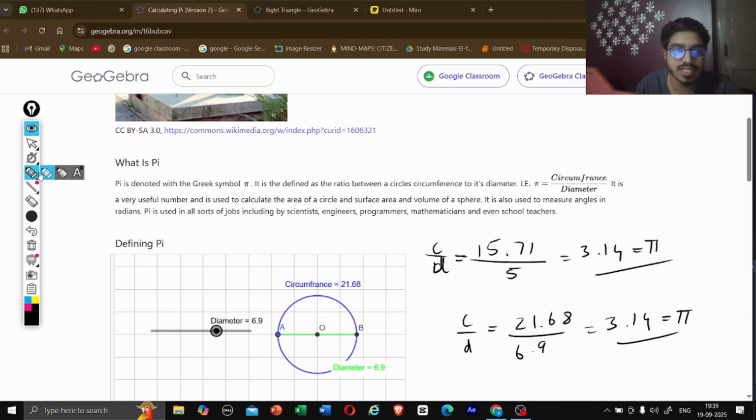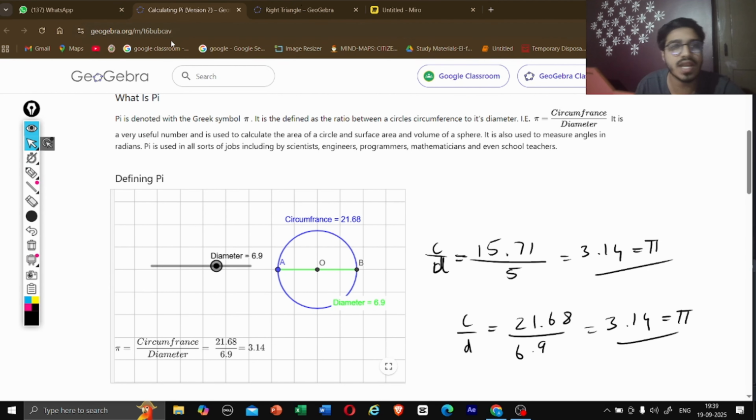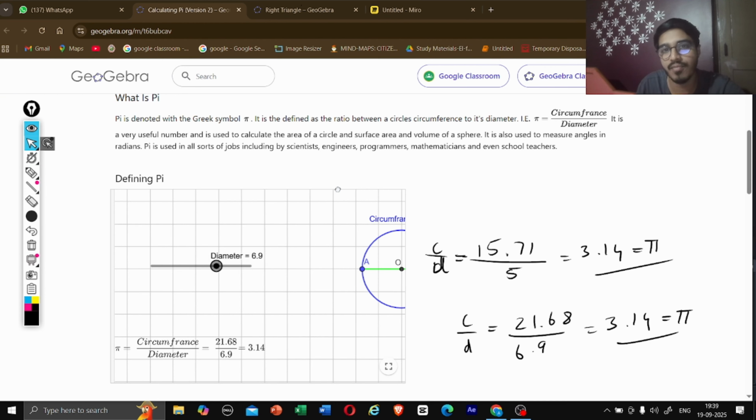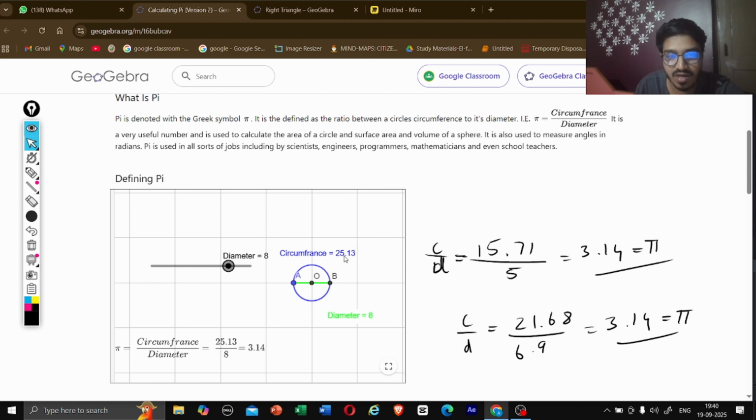You try it on your own. You can draw a circle, measure the diameter and circumference and calculate, or you can go to GeoGebra software, search for the value of pi, and you get this page where you can see the value. Now I'll take the diameter as 8 centimeter. The circumference would be 25.13. So 25.13 divided by 8 is 3.14.